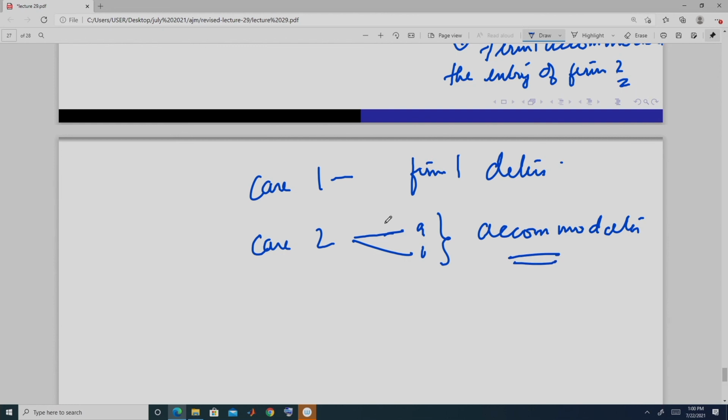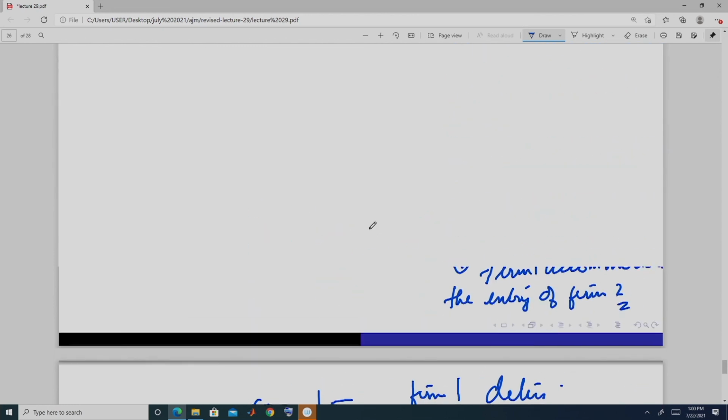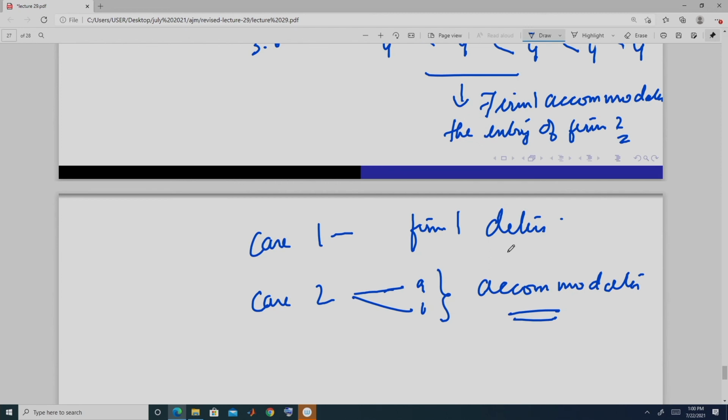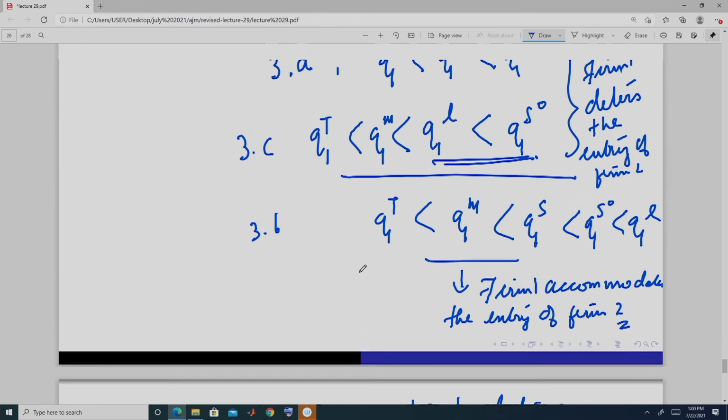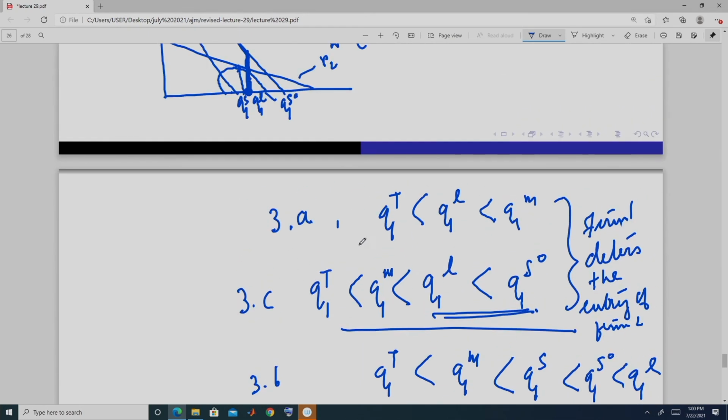So, these are the subgame perfect Nash equilibrium. In case 1, farm 1 deters, it is a blockaded monopoly. In case 2, it always accommodates, because profit of farm 2 is positive both at point V and point T. In case 3, we get mixed outcome. In case 3A, when we have this situation, farm 1 deters. In case 3C, when we have this, that is limit output is less than this output of farm 1, then farm 1 deters.